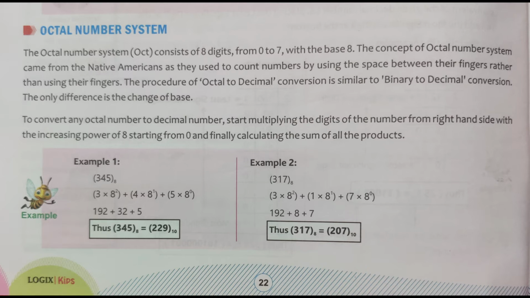So here is example number 1 in front of us, 345 base 8. This number is in the octal number system, so we have to convert it into decimal. We multiply the 3 with 8 raised to the power 2, then 4 multiplied by 8 raised to the power 1, and 5 multiplied by 8 raised to the power 0. 5 is on our unit digit place, so 8 raised to the power 0. The 4 is on the tens place, so 8 raised to the power 1, and 3 is on the hundreds place, so 8 raised to the power 2. We go from backward.